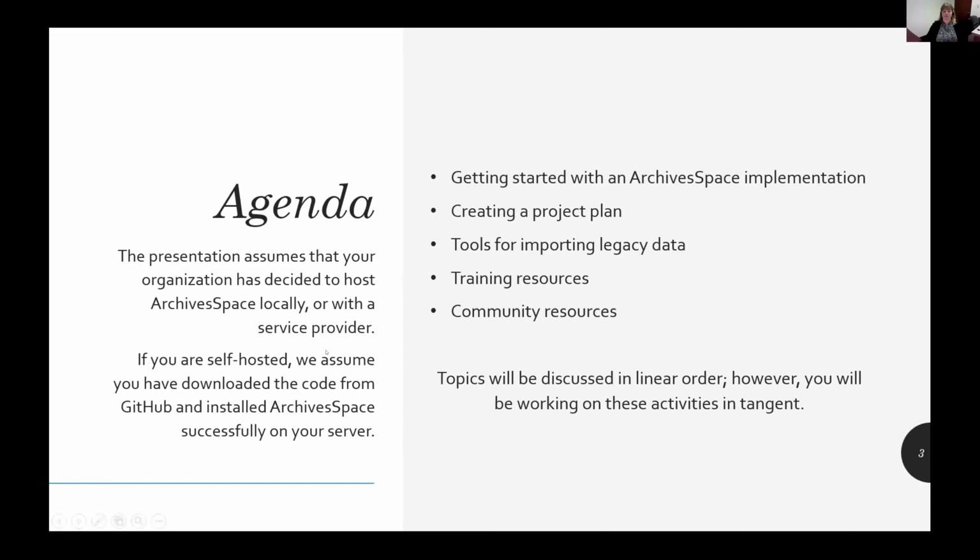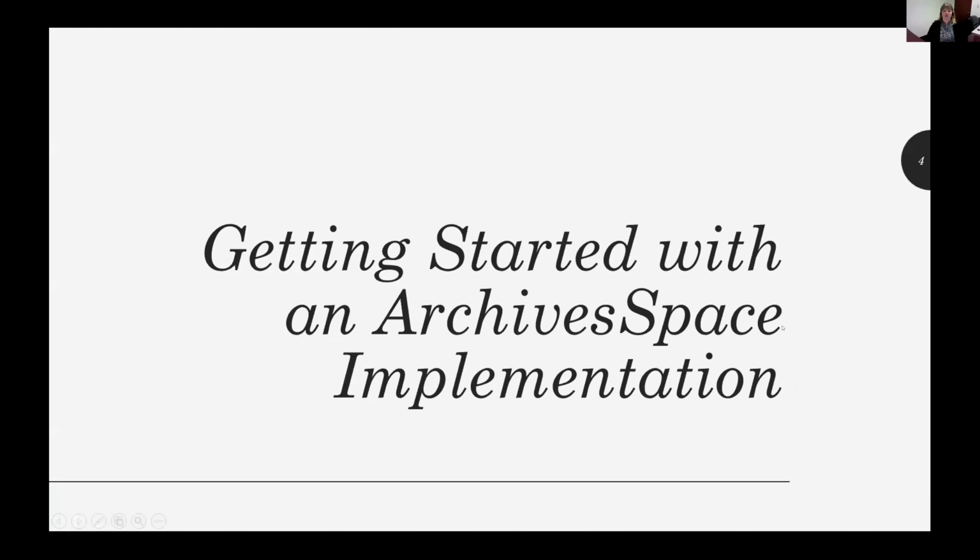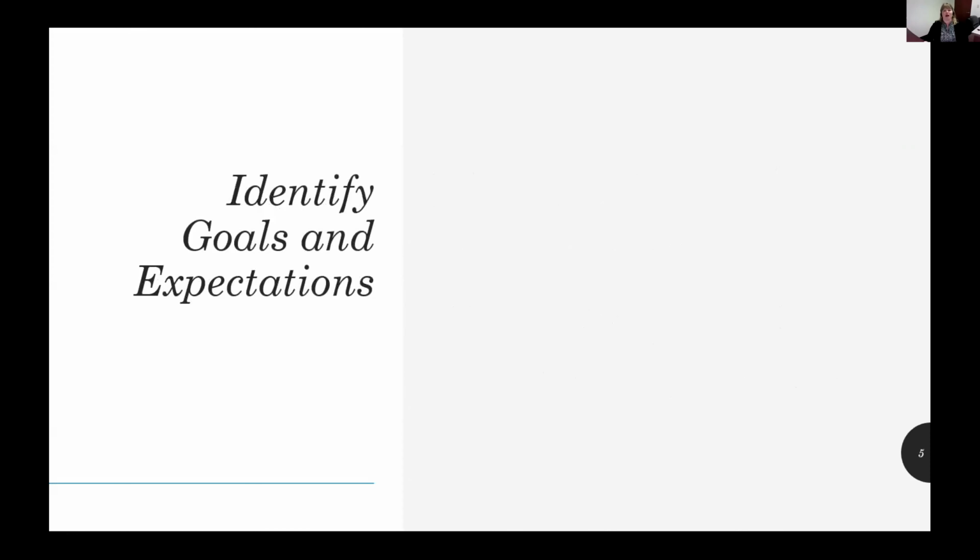We're discussing these topics in a linear order, but in reality you are probably going to be doing things at the same time because certain areas are going to inform other areas. So the first stop on our ArchivesSpace implementation roadmap is to identify your hopes and dreams for using ArchivesSpace. And one of the ways that you can do that is to brainstorm on certain questions.